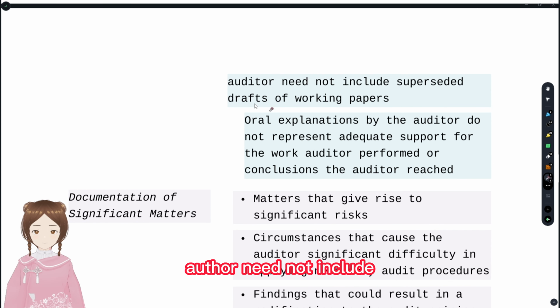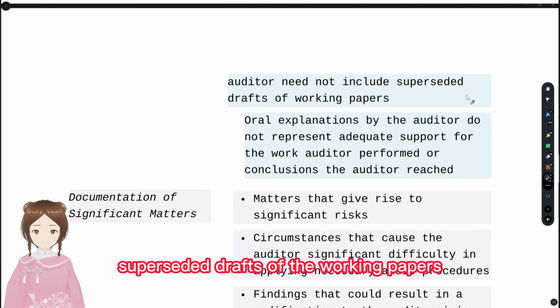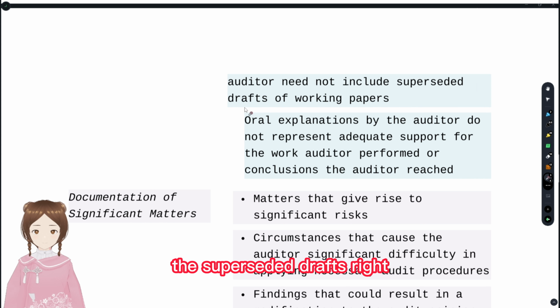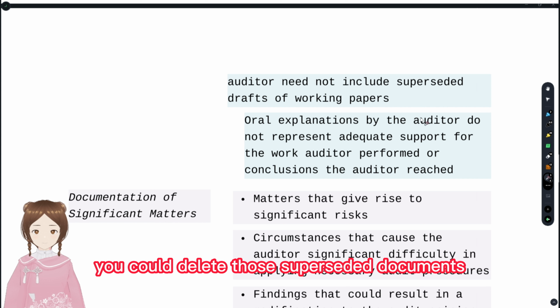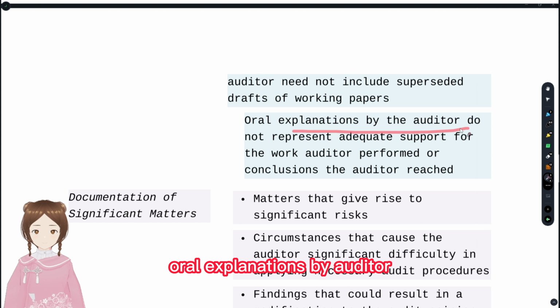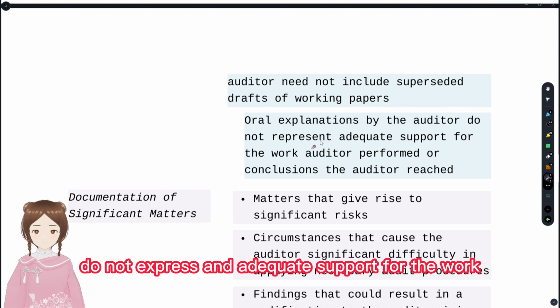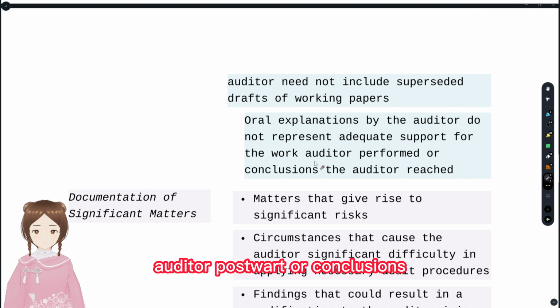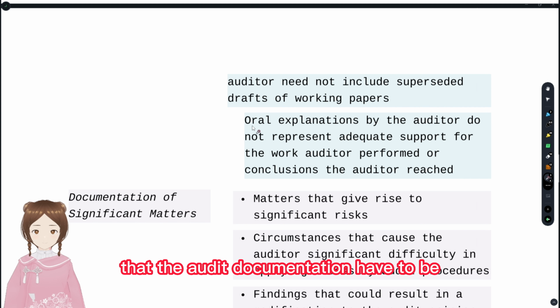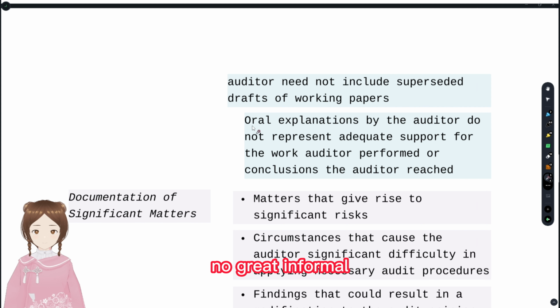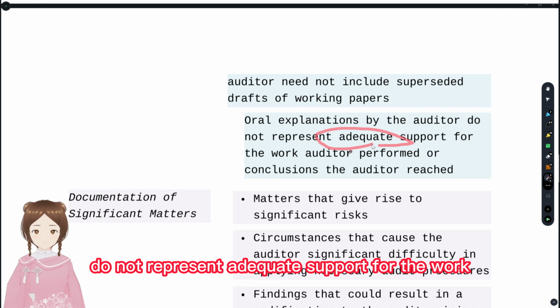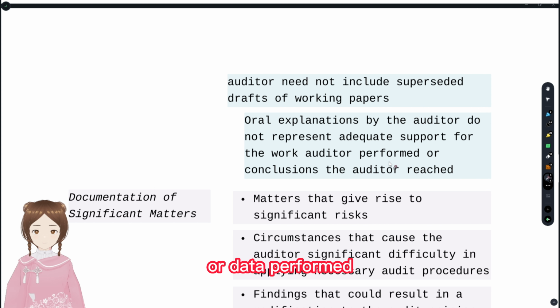Audit documentation need not include superseded drafts of the working papers. As we have already discussed superseded drafts, these need not be included. You could delete those superseded documents. Oral explanations by the auditor do not represent adequate support for the work the auditor performed or the conclusions the auditor reached. What they are emphasizing is that the audit documentation has to be in a written format. Oral explanations do not represent adequate support for the work the auditor performed.